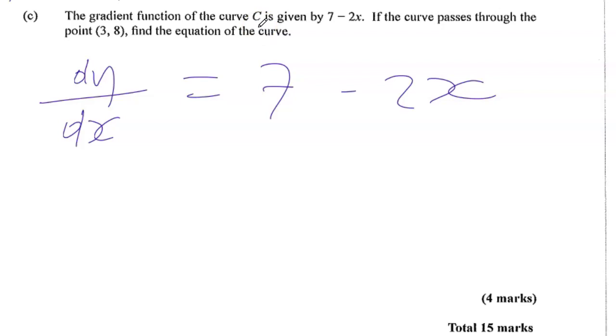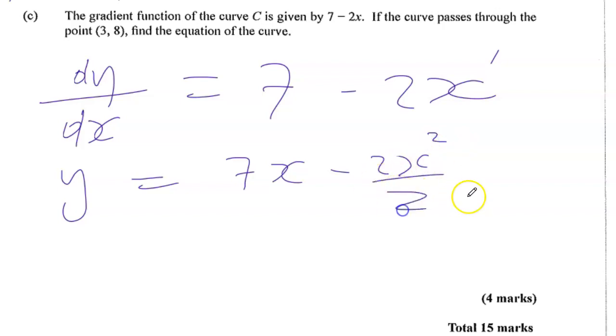Now normally how it works, if you have y and you want dy by dx, you differentiate. And if you have dy by dx and you want y, you integrate. So we have dy by dx, we want y, we integrate. So y equals, I'm going to integrate 7, we get 7x. Integrate 2x, we add 1 to the power, 2x squared divided by 2, plus c. So it's 7x minus x squared plus c.